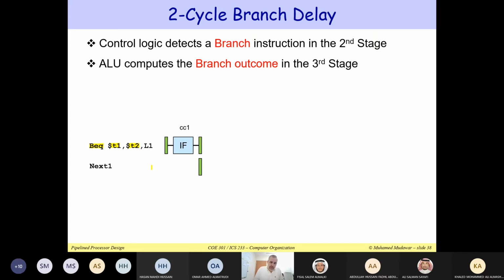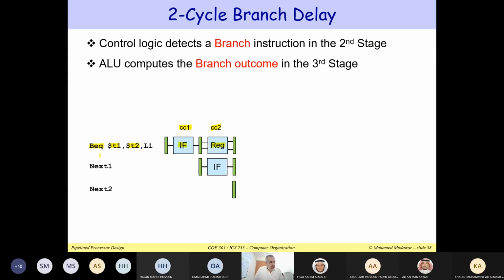Then we decide whether to branch or not to branch. So in this example, first we fetch the branch instruction during clock cycle number 1. That's my instruction fetch stage, and this is my instruction memory. In the second clock cycle, we have to read T1 and T2 from the register file. So this is my instruction decode stage, during clock cycle number 2.